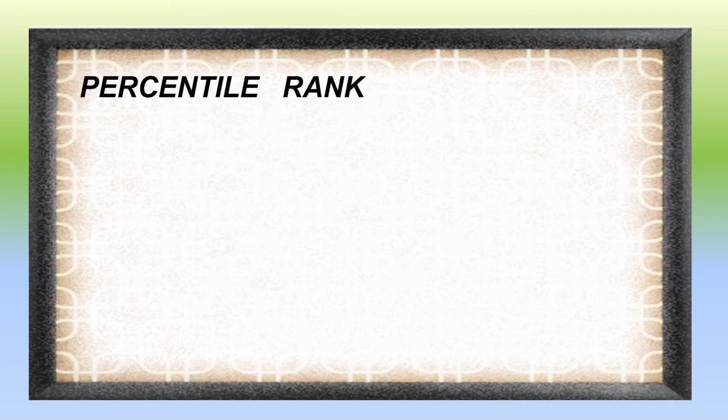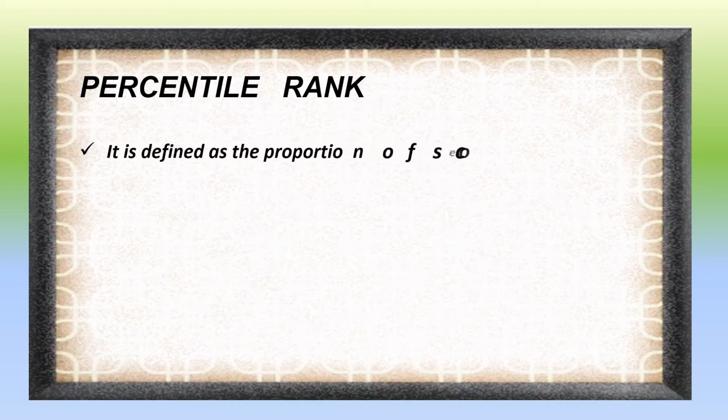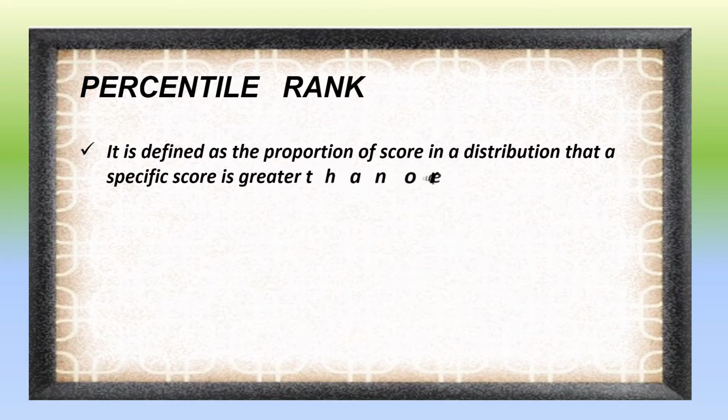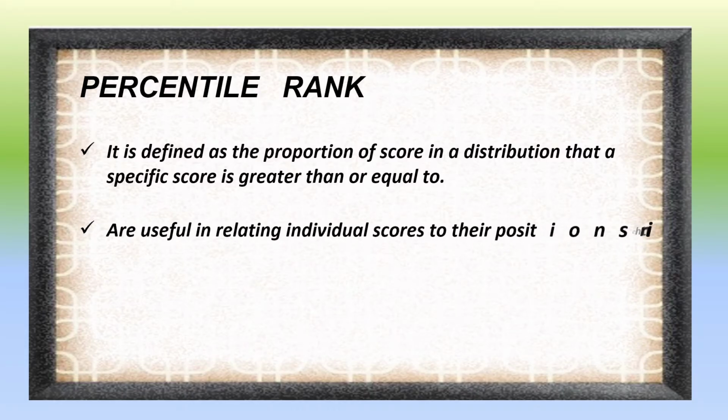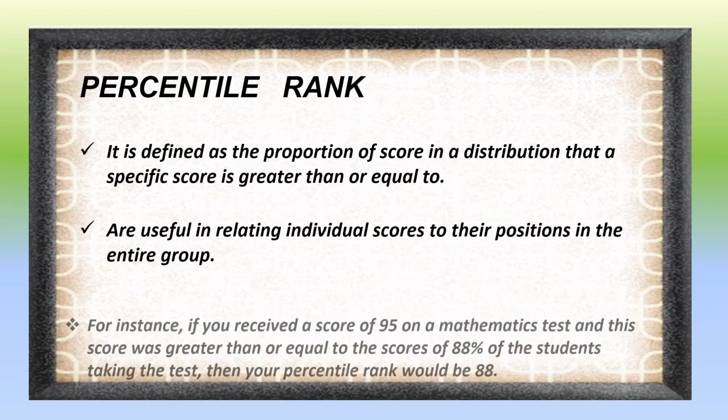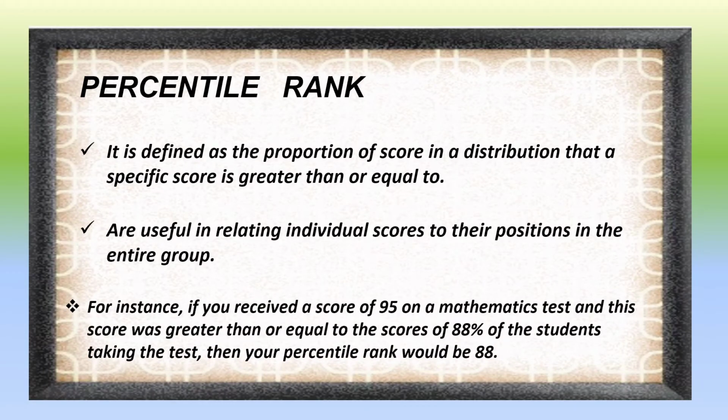Let us define first what is a percentile rank. Percentile rank is defined as a proportion of a score in a distribution that a specific score is greater than or equal to. It is useful in relating individual scores to their positions in the entire group. For example, if you receive a score of 95 on a mathematics test, and this score was greater than or equal to the scores of 88% of the students taking the test, then your percentile rank would be 88.